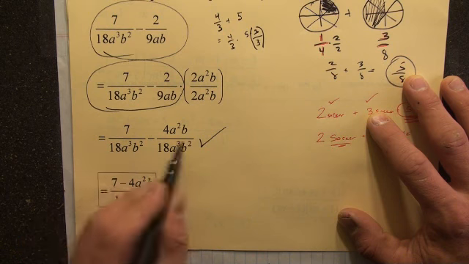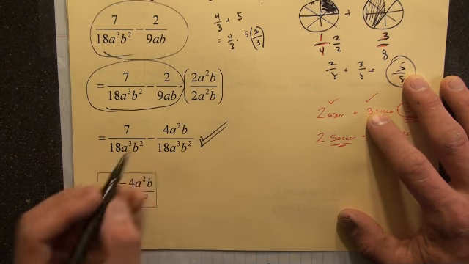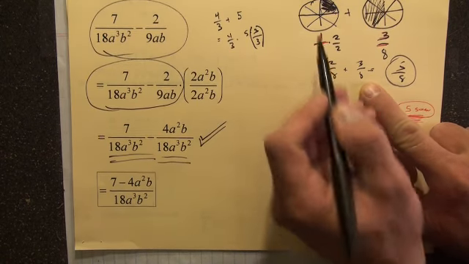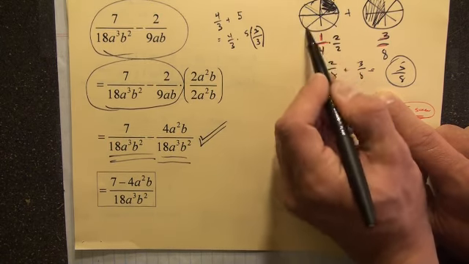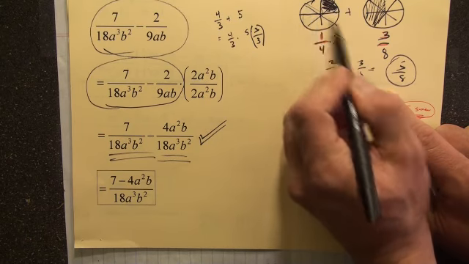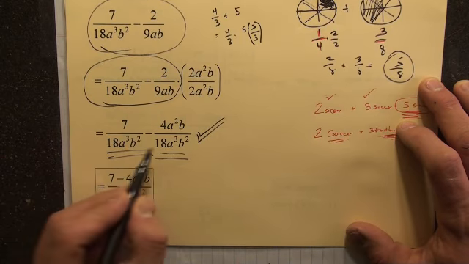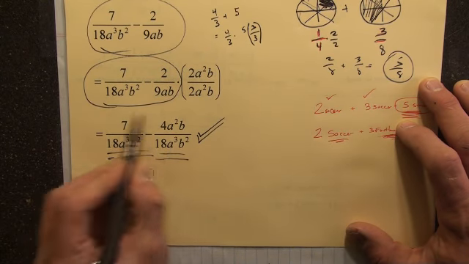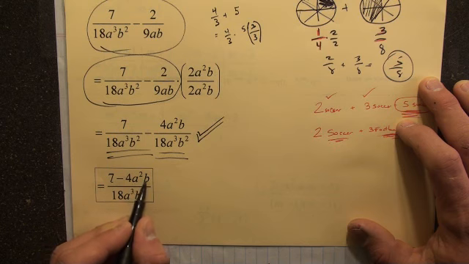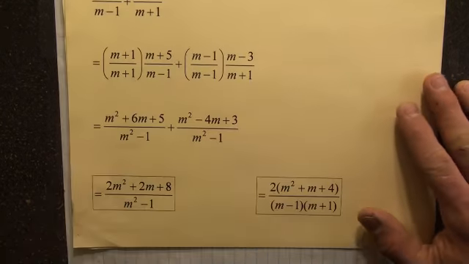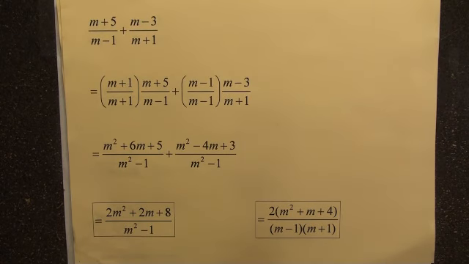So now it looks like this, but you have the same sized pieces. We changed the way the pieces look. They looked like fourths; we made them look like eighths. It's that easy. It's the same logic. Now, because the denominators are the same, you can subtract the numerators: 7 minus 4a squared b over 18a cubed b squared. You're done. Next one. m plus 5 over m minus 1 plus m minus 3 over m plus 1.